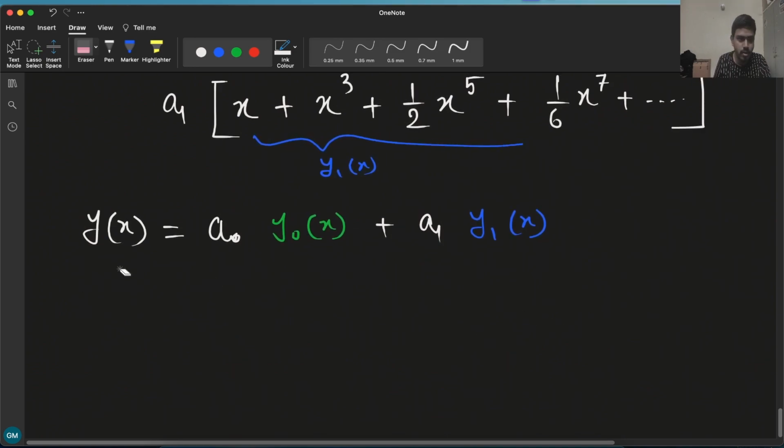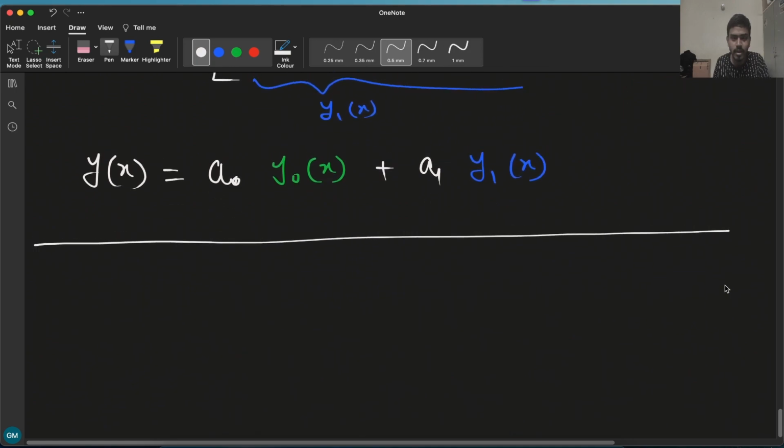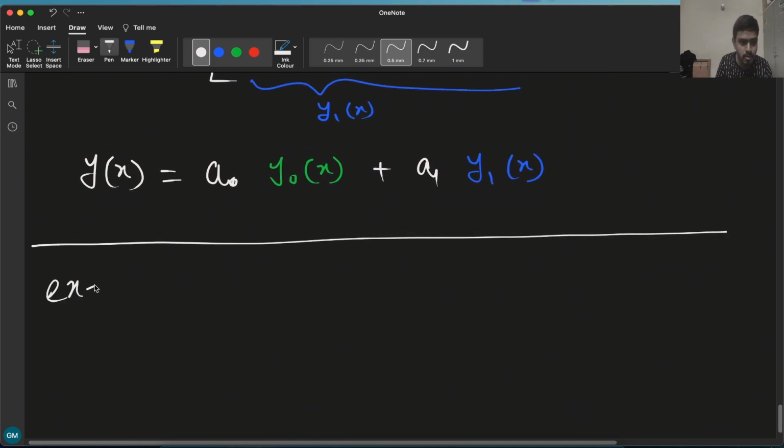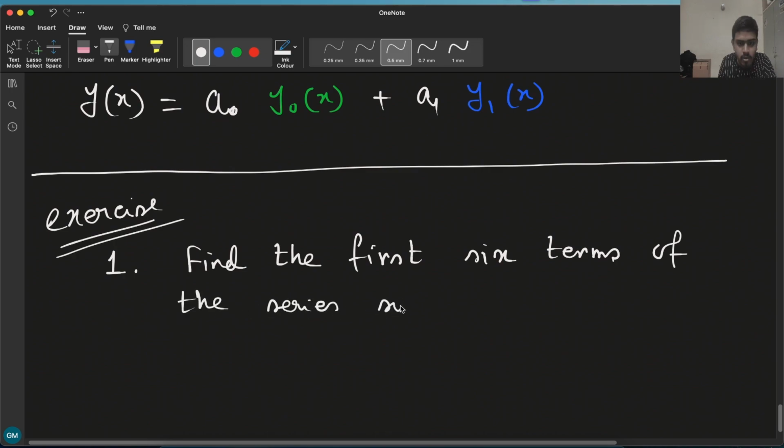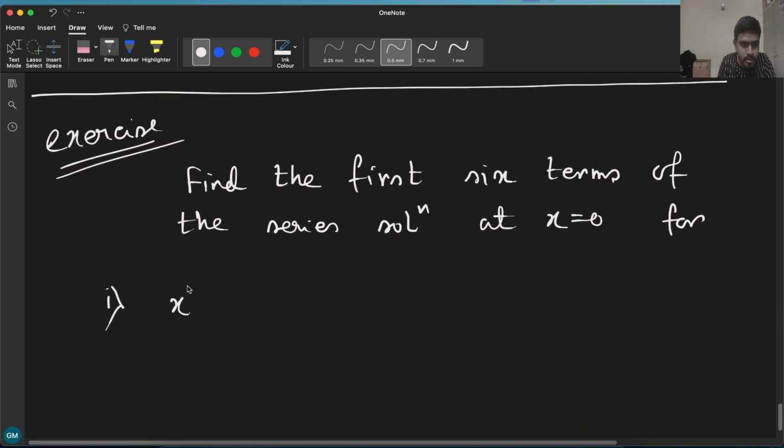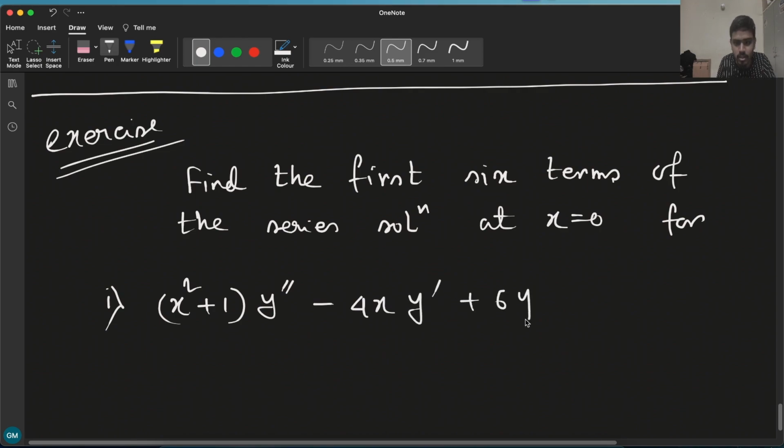And now some exercises you can try. So let me give you some exercise. Exercise 1, which is find the first 6 terms of the series solution at x equals to 0 for, okay, let me write it like this. For number 1, x square plus 1 y double dash minus 4x y dash plus 6y equals to 0.